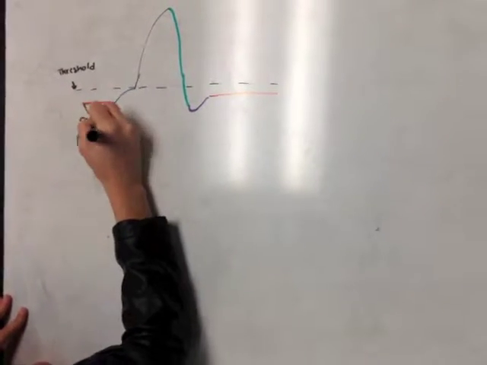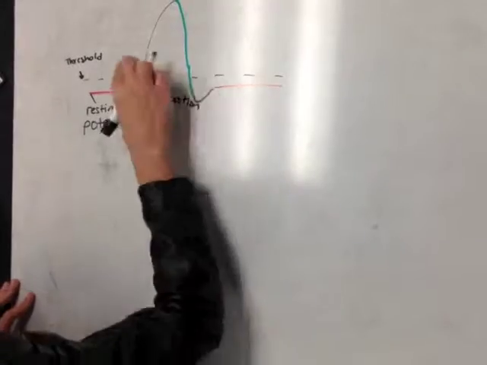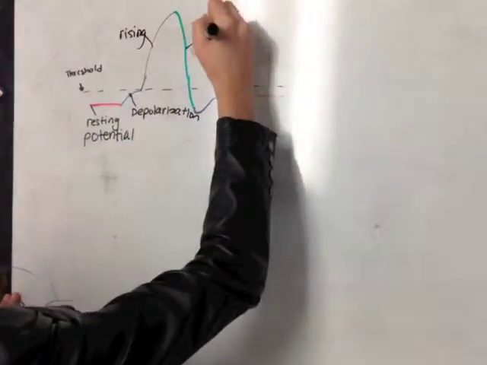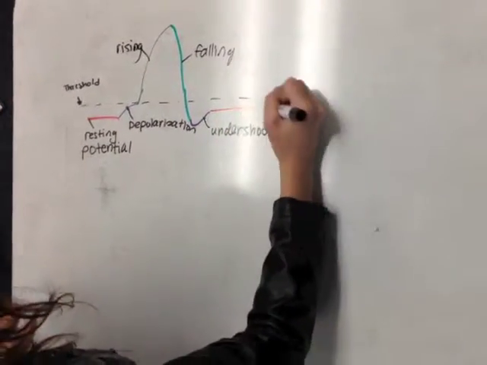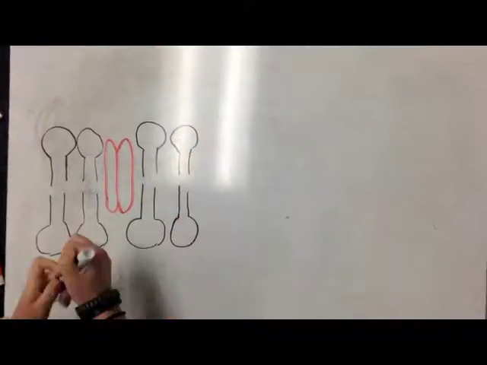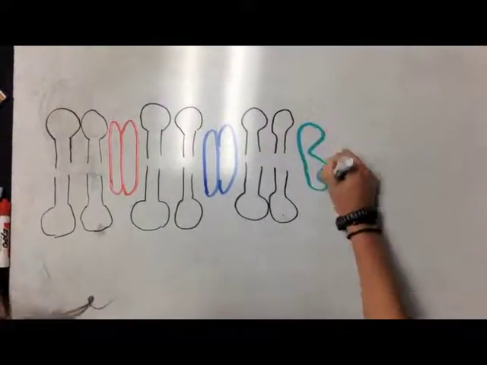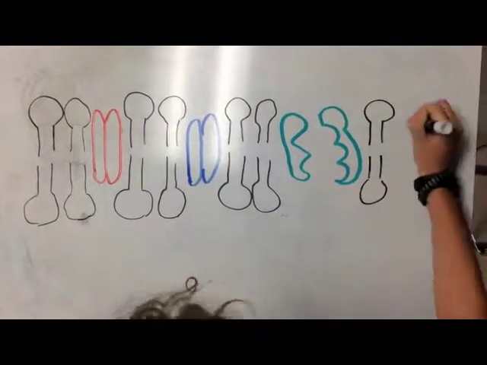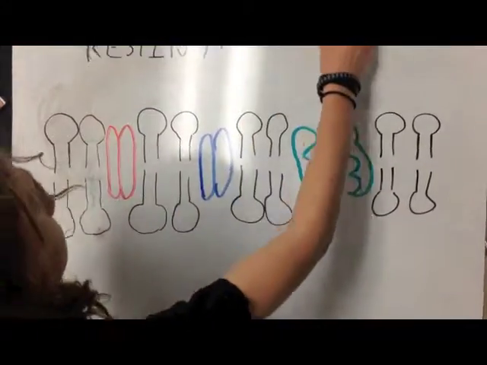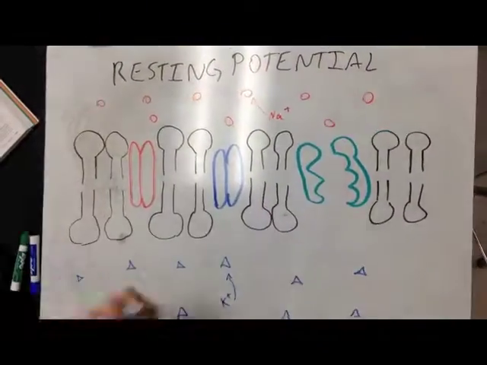The generation of action potential occurs in several stages: resting potential, depolarization, rising, falling, undershoot, and then returning to resting potential. At a neuron's resting state, the inside of the cell is negatively charged while the outside of the cell has a positive charge. This is due to the distribution of ions across the membrane. The membrane potential of a resting neuron is negative 70 millivolts.